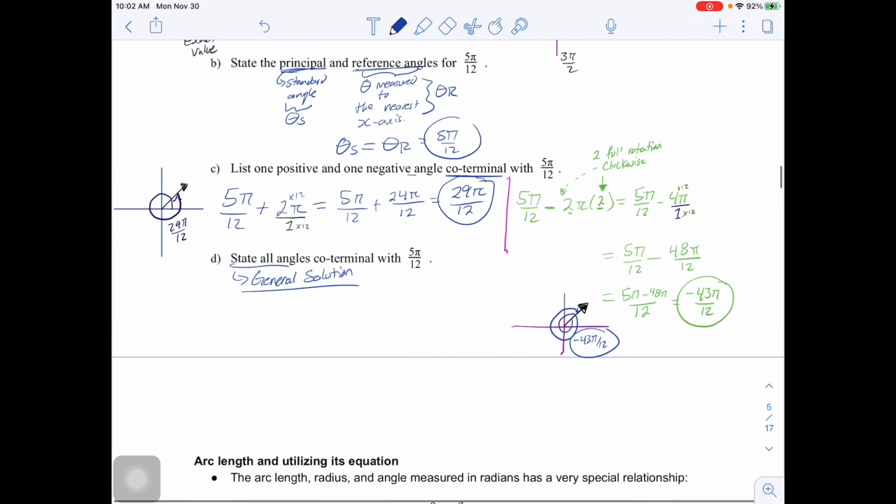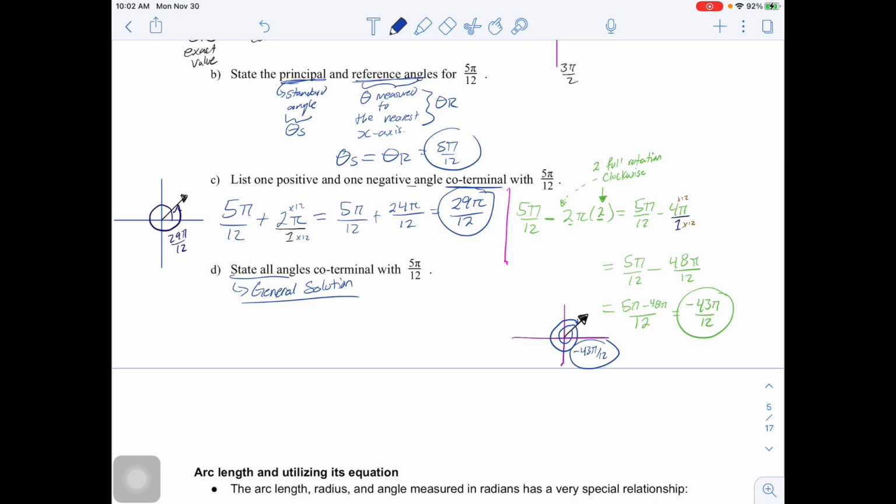So in order to determine the general solution, all we're really doing is taking 5 pi over 12 and going either clockwise 2 pi or counterclockwise 2 pi, or in multiples of that. So we're going to add 2 pi n. And remember, n is just going to be any integer, and the integers are represented as Z. So this will be -3, -2, -1, 0, 1, 2, 3, 4, and so on and so forth.